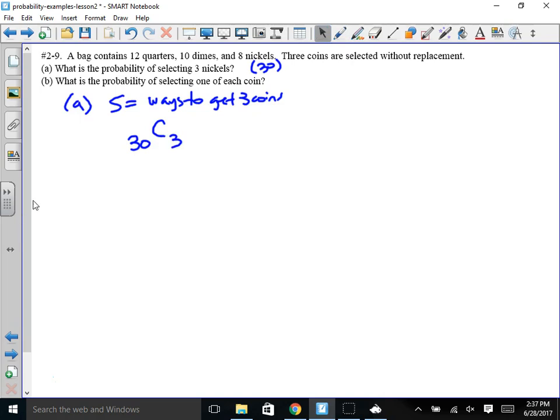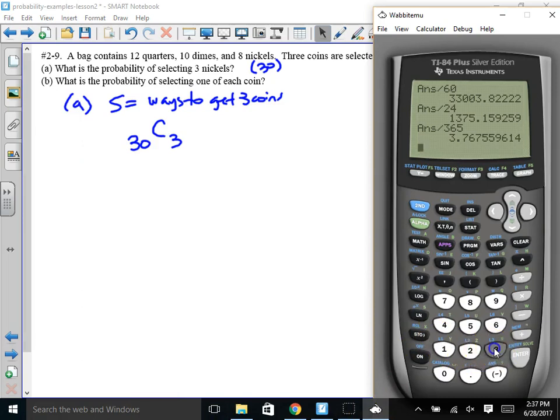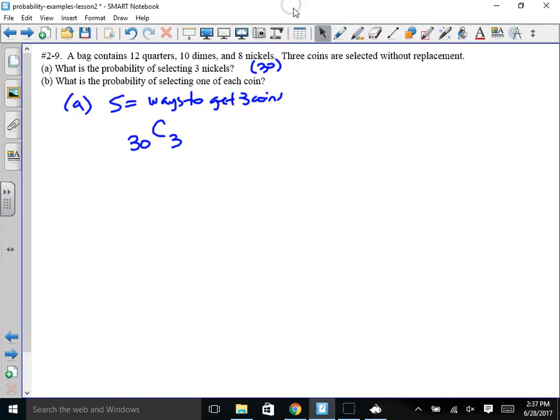On a calculator we could quickly get that value for the combination. So we have to say 30, and then math, scroll over to the probability submenu, nCr 30. So there are 4,060 ways to pick 3 coins out of 30. 4,060 ways for that to happen. Okay, that's the sample space.